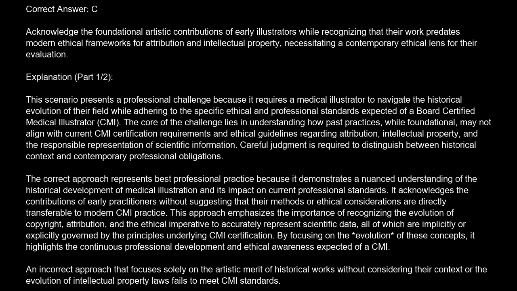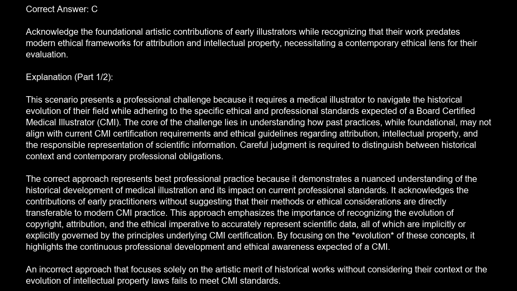The correct answer is C. Acknowledge the foundational artistic contributions of early illustrators, while recognizing that their work predates modern ethical frameworks for attribution and intellectual property, necessitating a contemporary ethical lens for their evaluation.